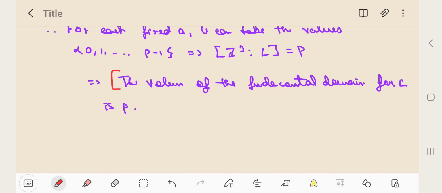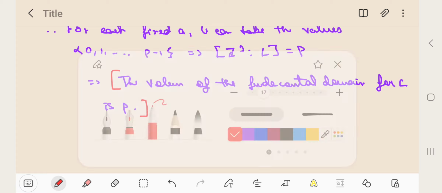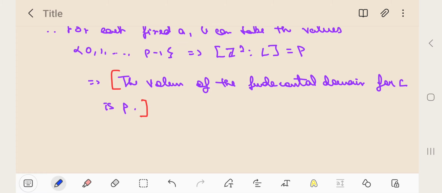Think about this statement a bit. I hope you will get an answer as to why the volume of the fundamental domain for L is p. Think about the fundamental domain to be the smallest fundamental structure with the help of which you can span out the whole of R2, or you can construct the whole of R2. Think of it in that way. This is the only trick we would require, nothing else.